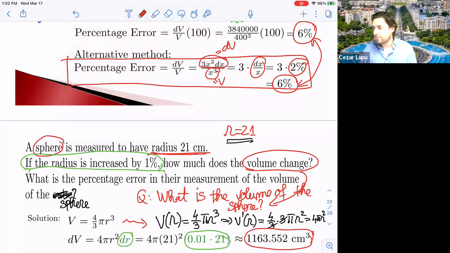All right. And now the percentage error, guess what? It will be dV over V times 100.